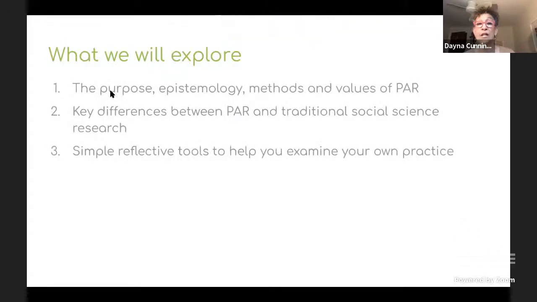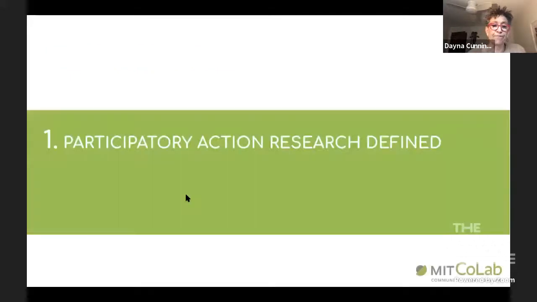Okay, so this is what we're going to do today. We're going to really kind of methodically walk through why PAR, what is the underlying theoretical foundation for it, as a credible method of knowledge creation, and then what some of the methods and values are. We're going to talk about how PAR is different from traditional social science research methods, and then give you a few tools to help you enhance your own work and your own practice in this respect. So first, we define.